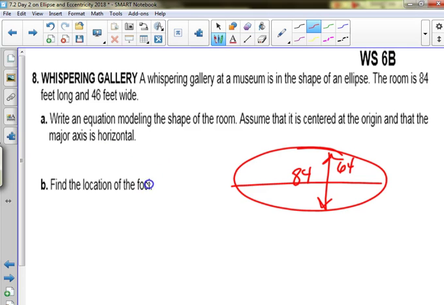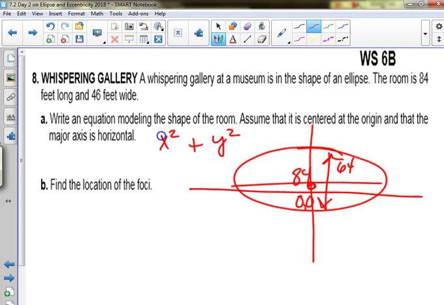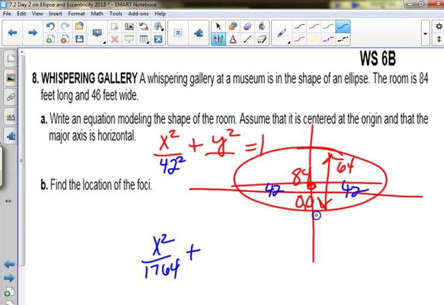Did I draw mine horizontal? Longer horizontally, right? So we're supposed to assume this is 0, 0 right here in the middle. So what would that look like? Plus y squared, because it's at 0, 0, right? Equals 1. How far does it go in from the center? If it's a total of 84, be careful. What's half of 84? 42 each way. So under here has to go a 42 squared, a very large number. 1,764. Thanks. And up and down?